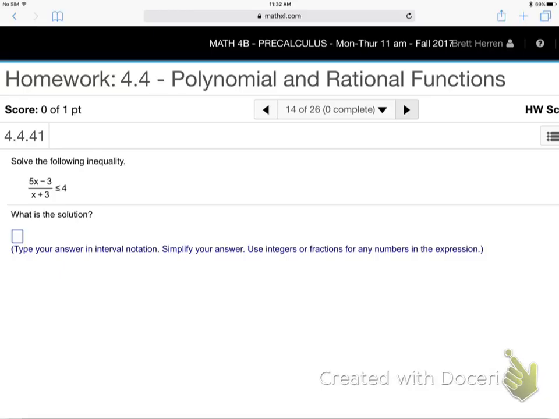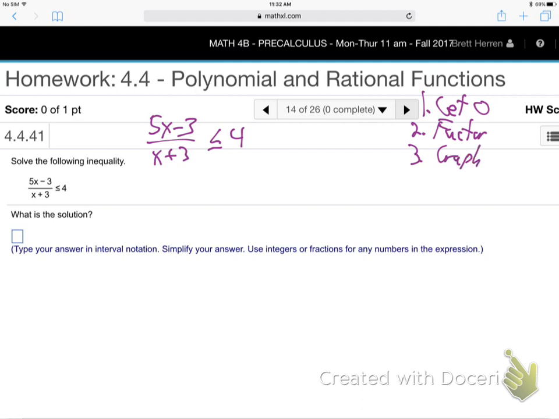Okay, so 5x minus 3 over x plus 3 less than 4. Remember the steps. Step 1 is all about get a 0. Step 2, factor. Step 3, graph. Remember that whole thing? So we have to get a 0 here. Now, it's really tempting to multiply by x plus 3. It's illegal. The math cops will come for you. You can't do that. It looks so good. You say, well, it's great, just boom, boom, and no more fraction.